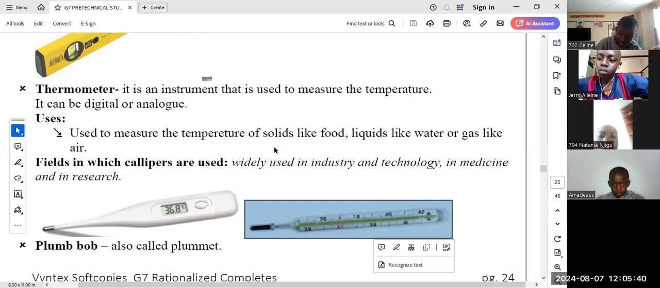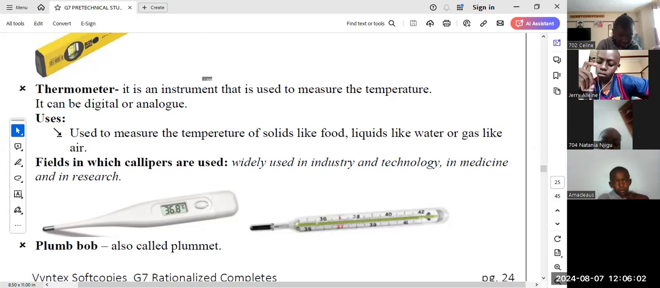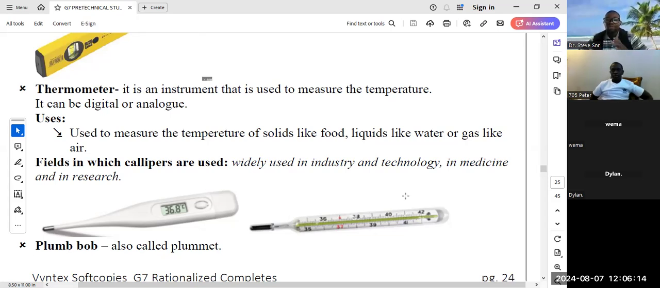It is used to measure the temperature of solids like food, liquids like water, or gas like air. The areas which use the thermometer mostly are industry and technology, medicine, and research. Maybe you have gone to a hospital and you are suffering from malaria. They want to ascertain your body temperature, so they will use a thermometer on you. Normally, the normal temperature of a human being should be 37 degrees centigrade.